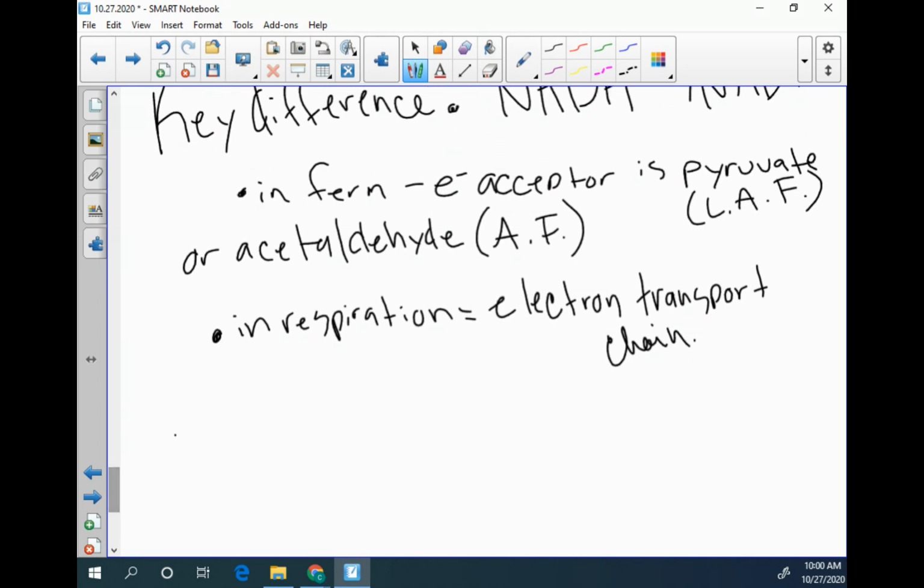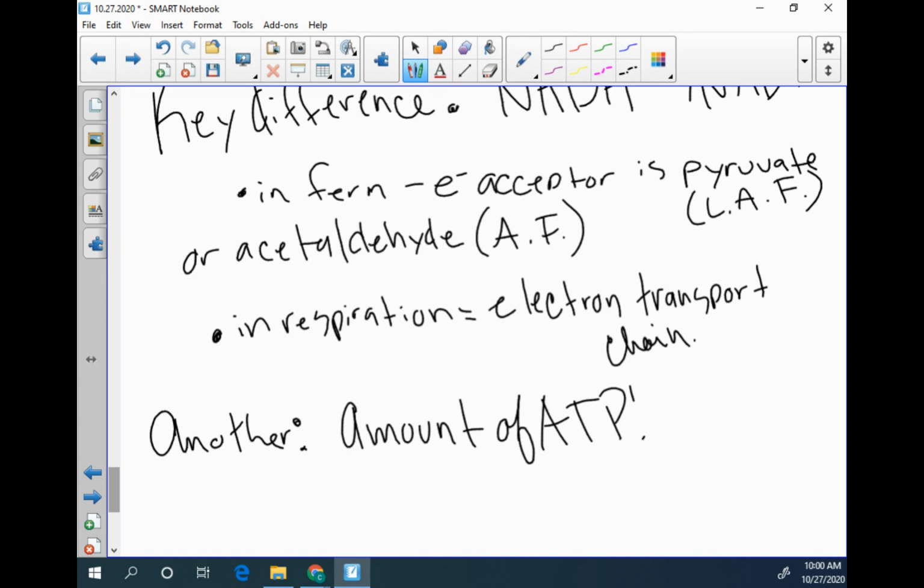Another key difference is the amount of ATP. Respiration makes way, way, way more than fermentation. So more complicated organisms tend to carry out cell respiration, where fermentation is usually done by smaller organisms that don't require a heck of a lot of energy.